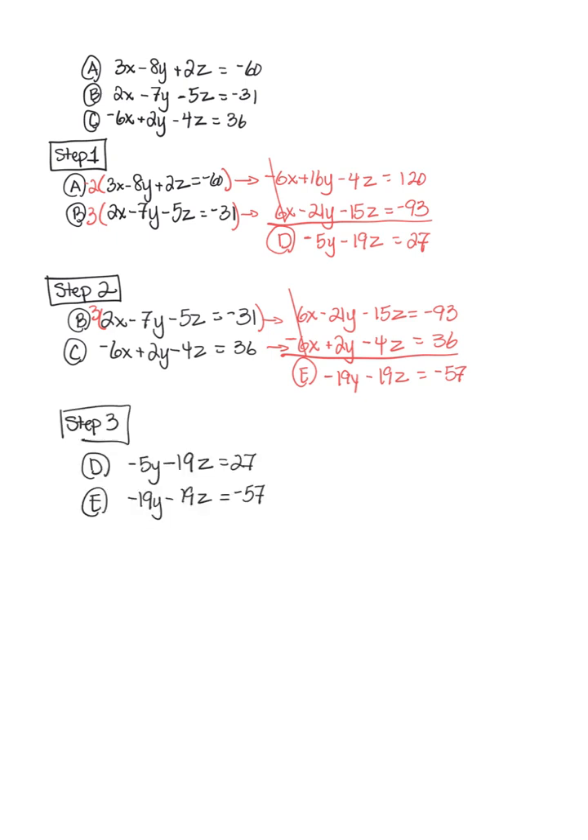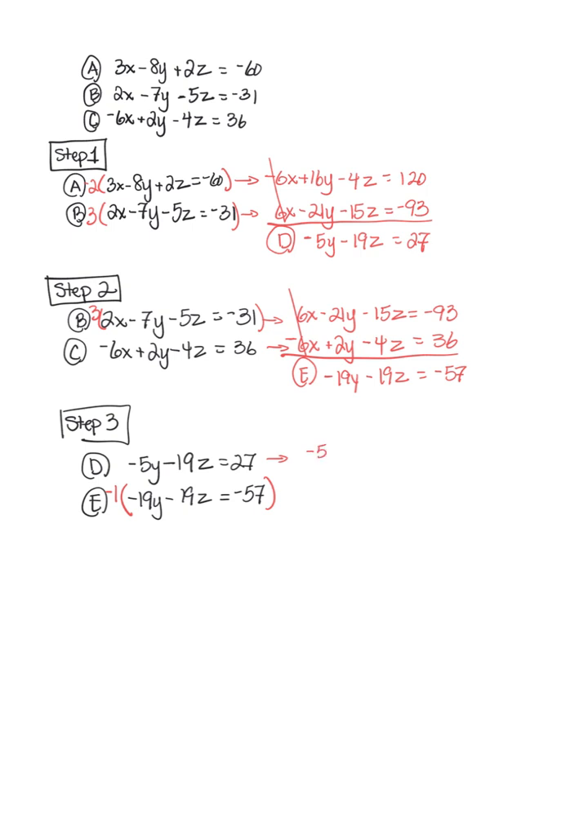So for step 3, what I did was I took D and E, the equations that I got from step 1 and step 2, and I just wrote them underneath each other. And now what I'm going to do is essentially what I did in step 1 and step 2. I'm going to try to get rid of one of these variables. Right away, I'm looking at this and I'm like, oh my goodness, these are almost identical, except they're both negative. So I'm just going to take this one and multiply by negative 1.